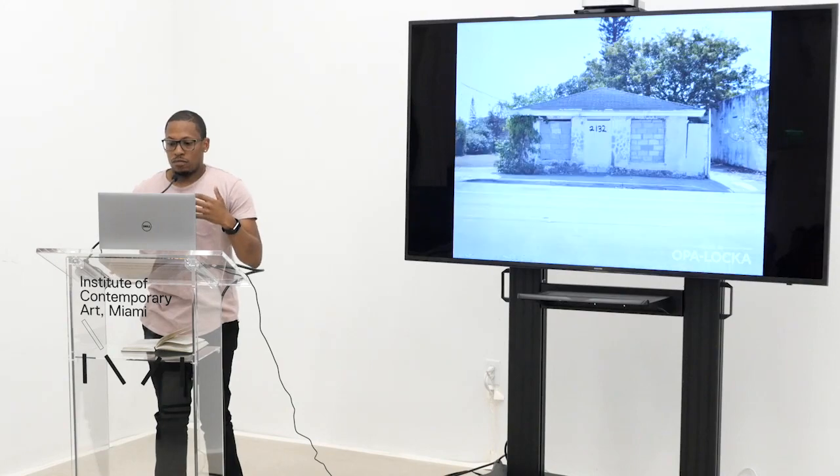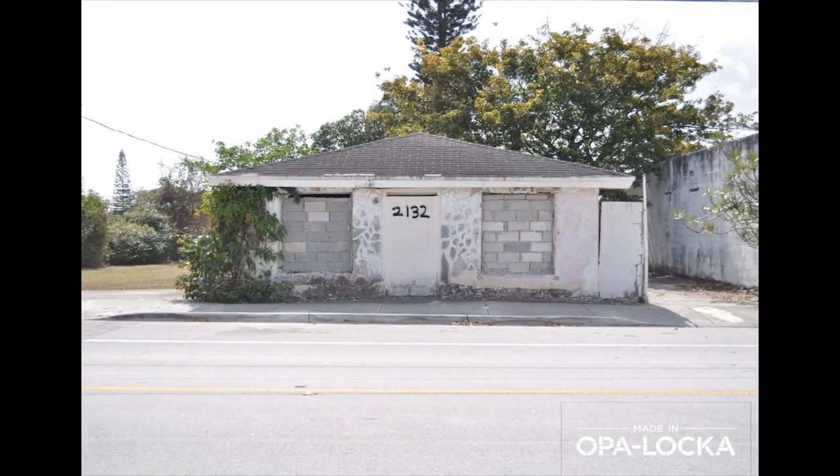From there, you see buildings like this. Now, one of the issues with this neighborhood is there's a lack of ownership.